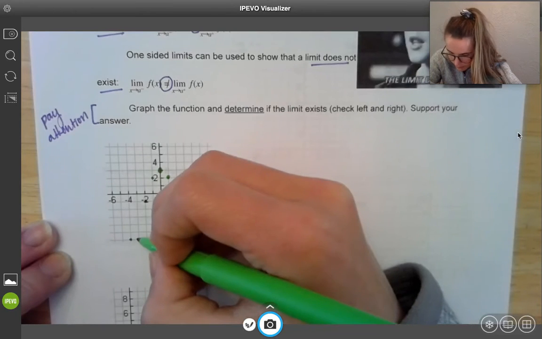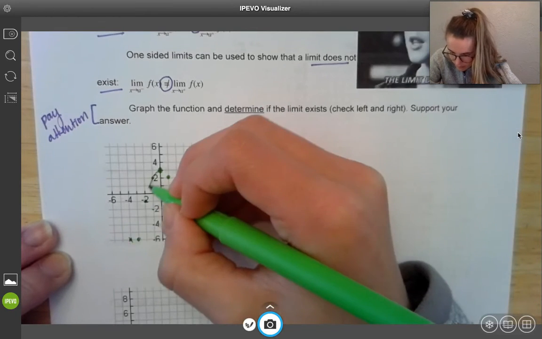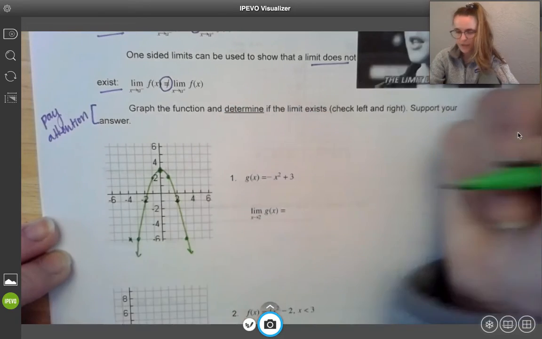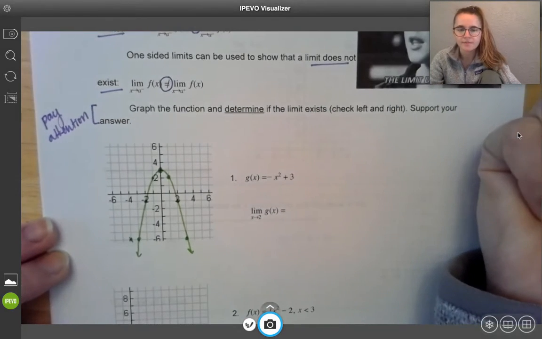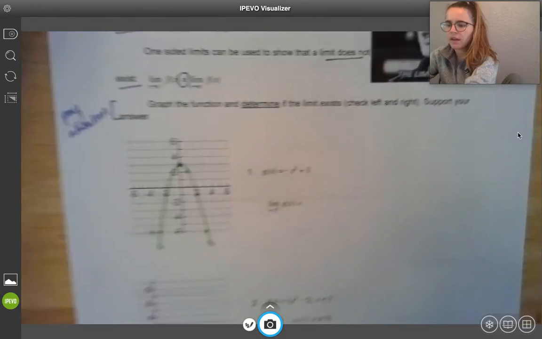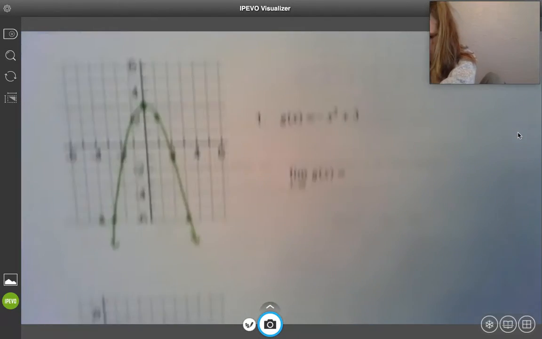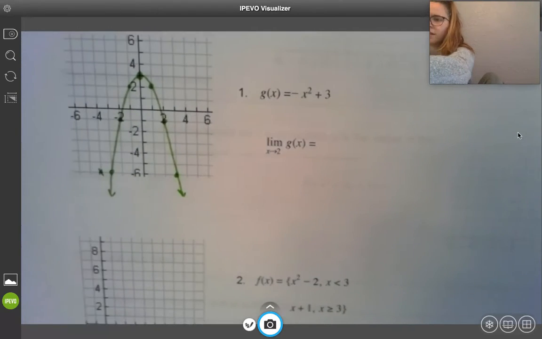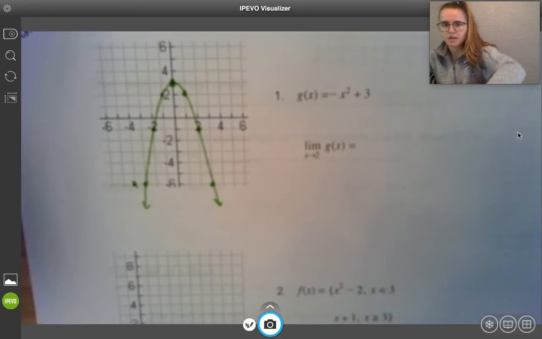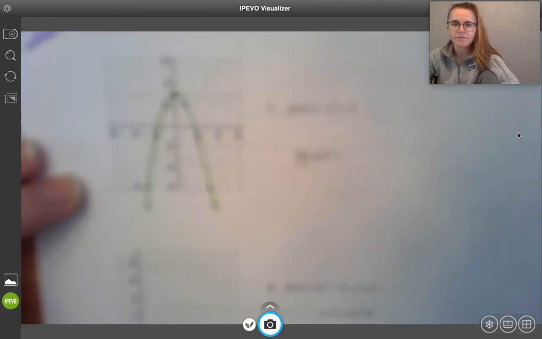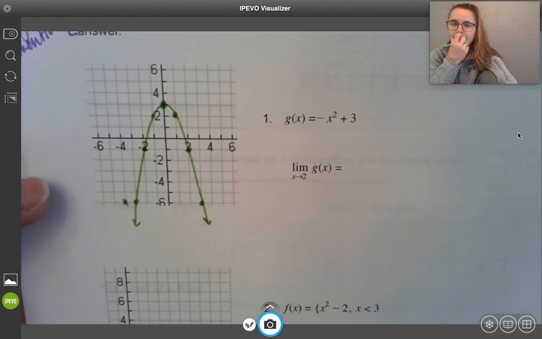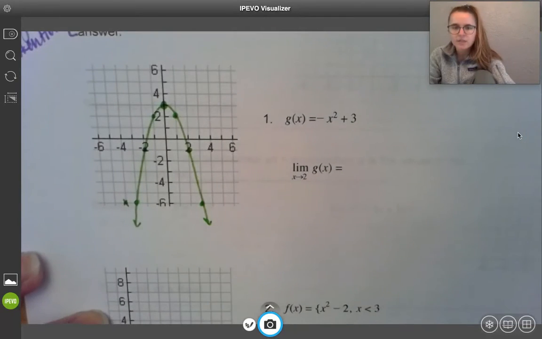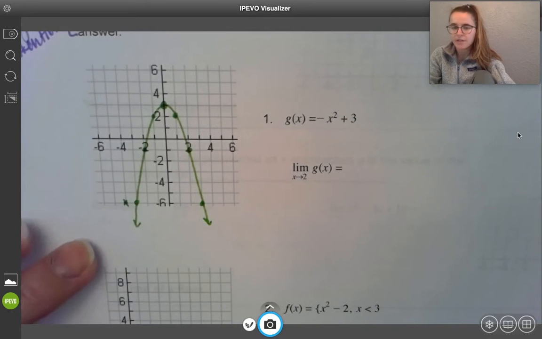So that is the graph of -x² plus 3. It's asking what the limit is as x approaches 2 of g of x.